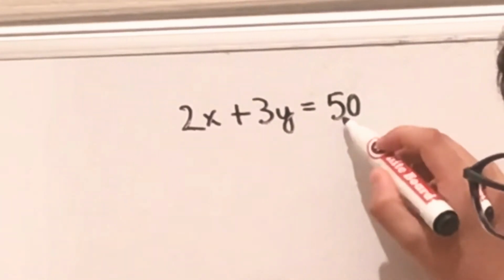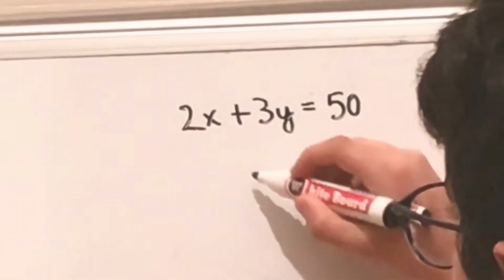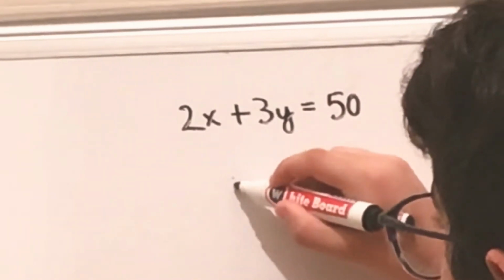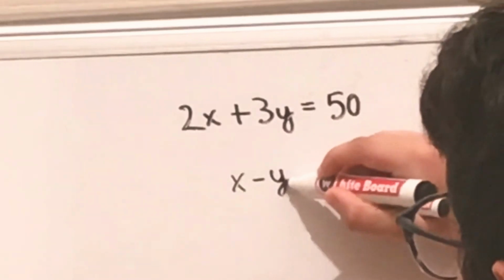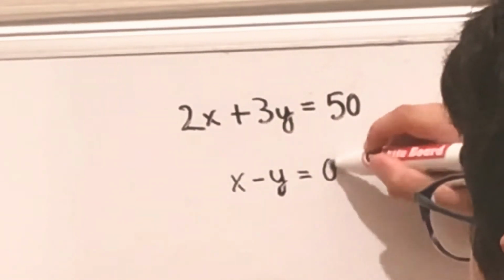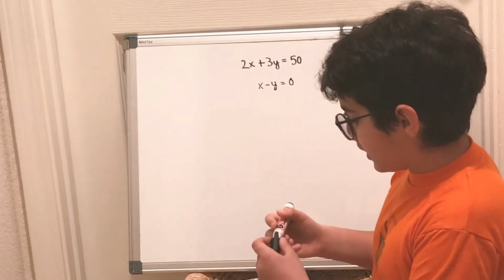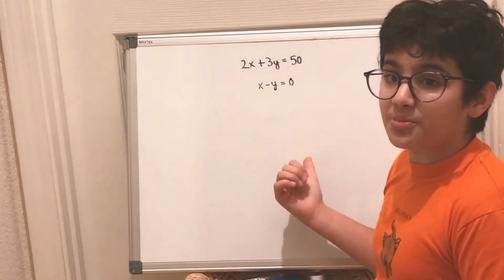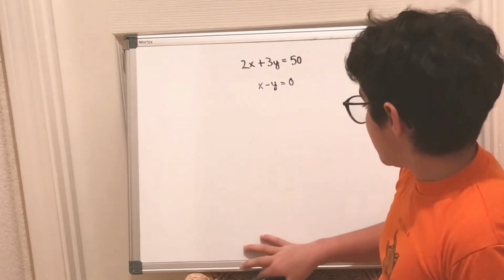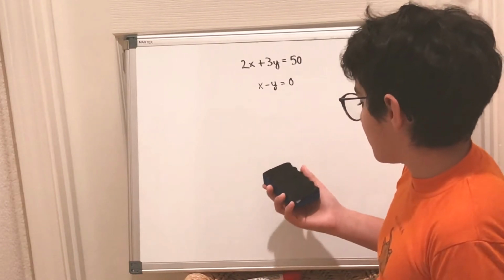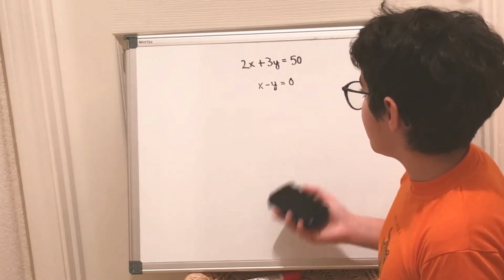So that's your first equation. And then your second equation is like x minus y equals 0, something like that. I'll start off with a pretty easy example, but hopefully you'll be able to understand the concept, and maybe I'll do a harder example a bit later in this video.